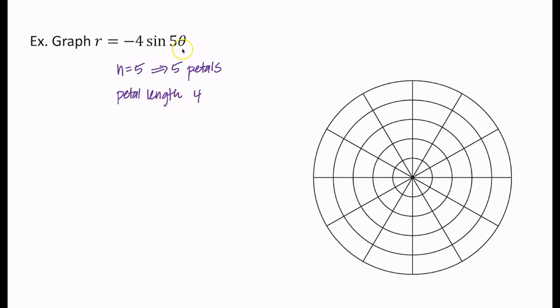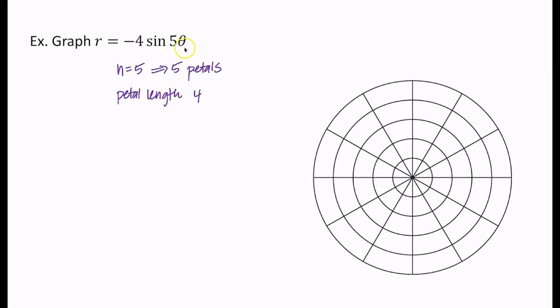Okay, now, since sine is involved and this is an odd number of petals, one of the petals is going to lie along the y-axis. And so we just need to find where that one petal is, and then we're going to figure out where the other petals would be from there. And so what we're trying to do here is we don't want to necessarily plug in all of the angles. We want to try to plug in an angle to figure out what is going to make this output 4 or negative 4.